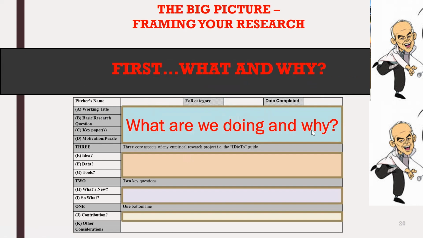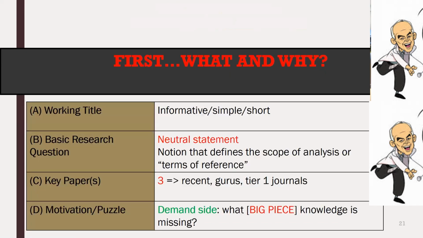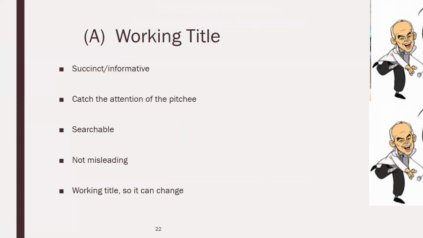In research, these are very important questions: what we are doing, why we are doing it, and how we are doing it. These are the three important questions: what, why, and how. The first four parts of the pitching template help us to answer what and why. So what is included in these four parts? The working title. I'm going to discuss these one by one.